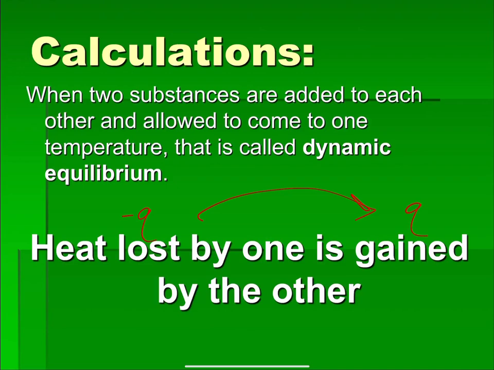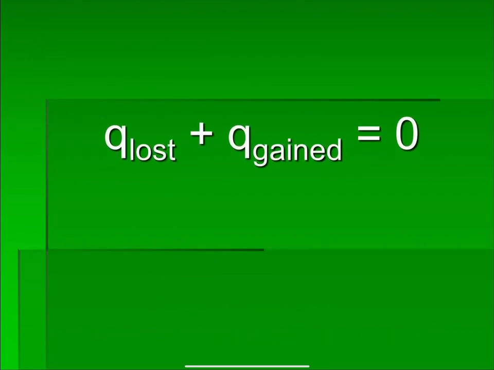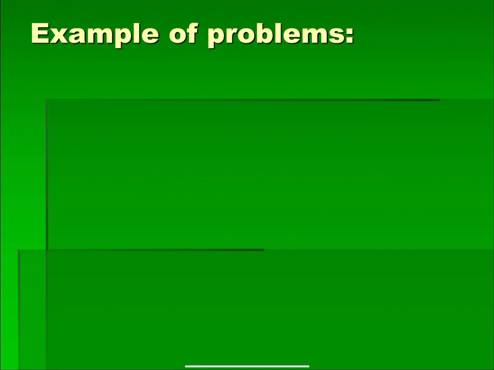Well, if the metal loses 100 joules of energy, then that means our water must gain the 100 joules of energy, because remember, we have this closed system, where all the energy in our system stays in our system. It doesn't leave and go to any of our surroundings. So energy is conserved. Okay, so we talked about that. So what does that look like?